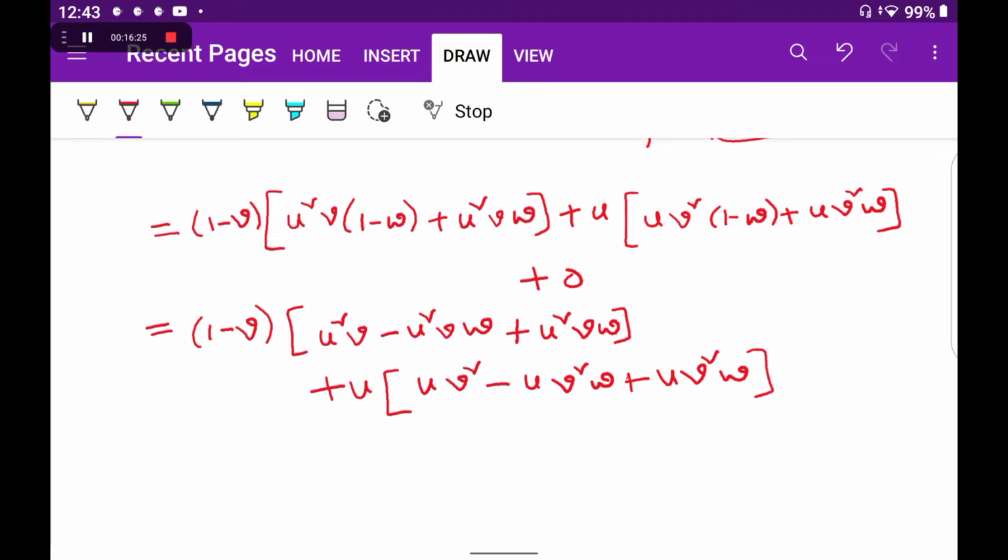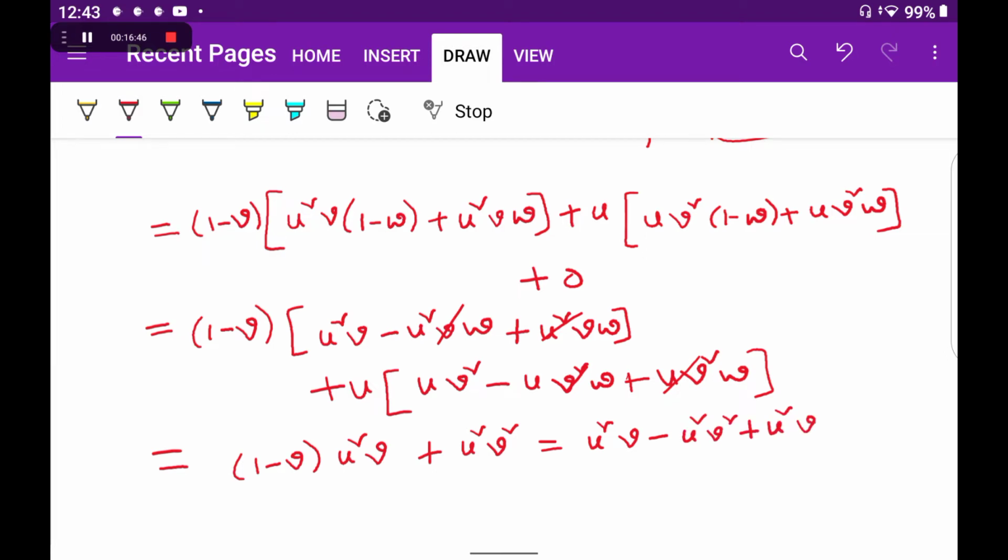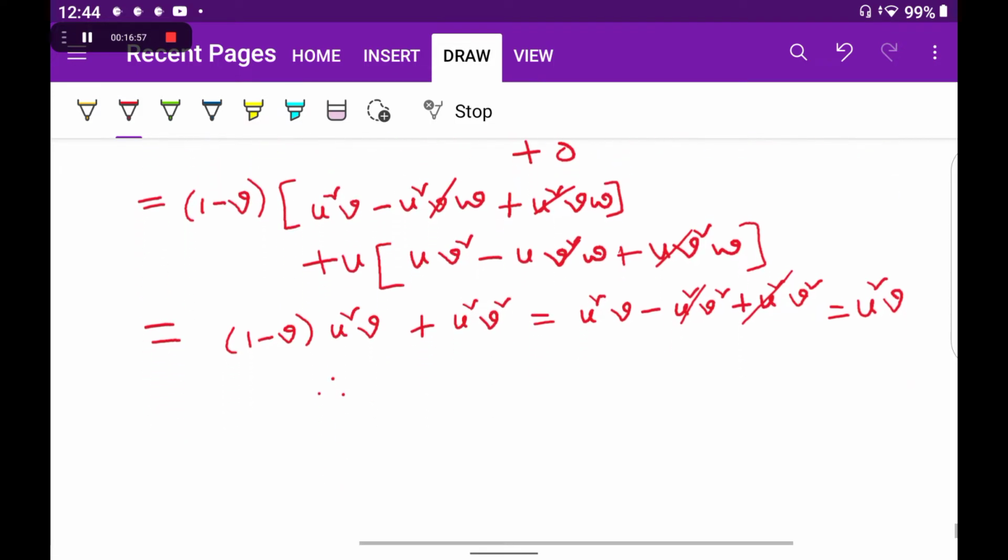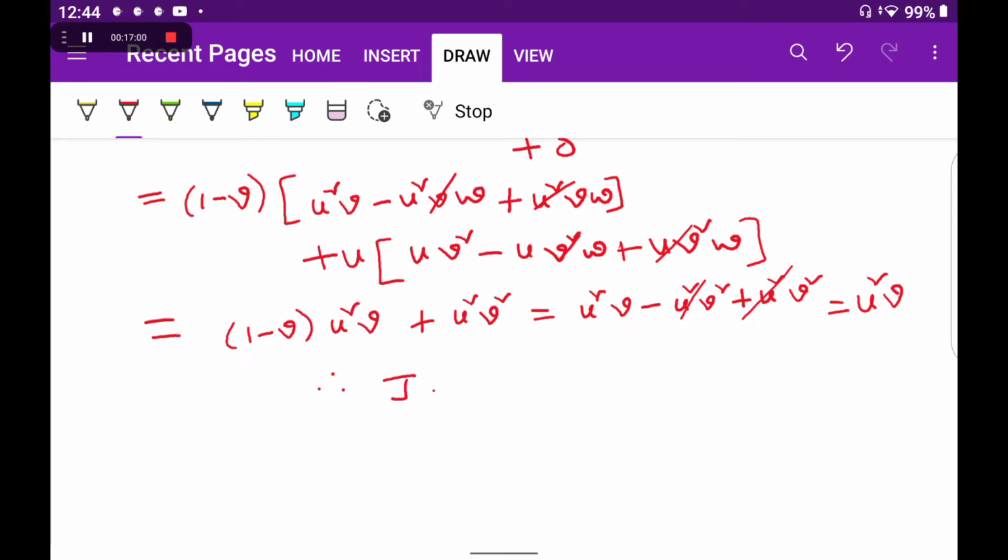So this and this is cancelled. Here is cancelled. 1 minus v into u square v plus u square v square, which is u square v minus u square v square plus u square v square. Again, these two are cancelled, so it is u square v. So therefore, the answer is, the Jacobian is u square v.